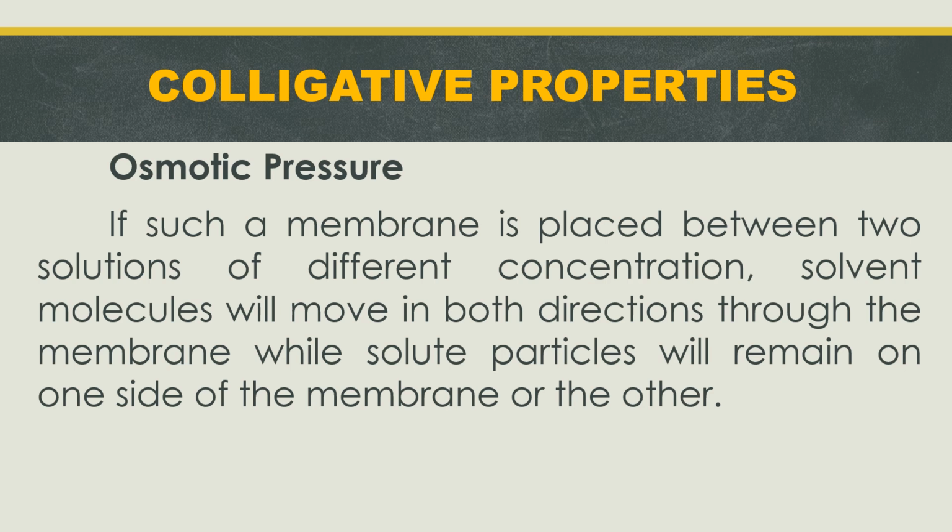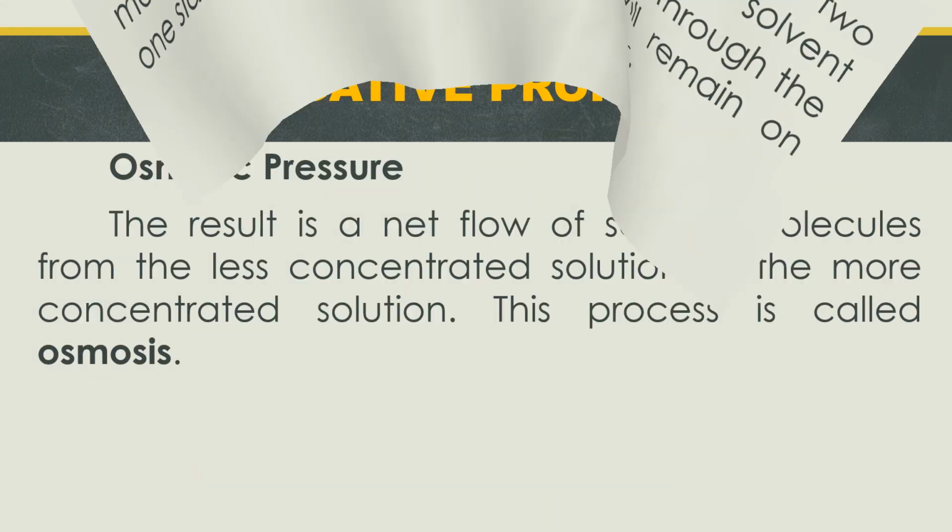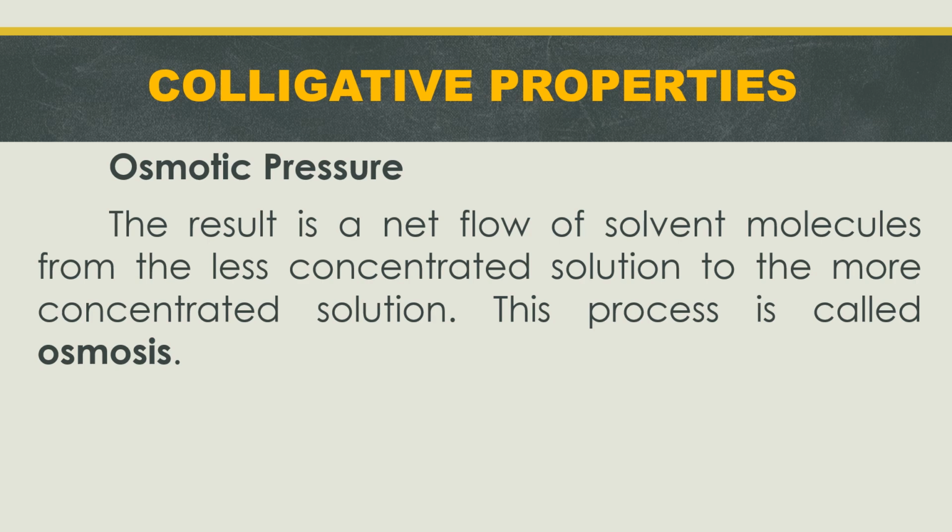So if such a membrane is placed between two solutions of different concentration, solvent molecules will move in both directions through the membrane, while solute particles will remain on one side of the membrane or the other. This will be explained more later when we have the figure. So the result is a net flow of solvent molecules from the less concentrated solution to the more concentrated solution. This process is called osmosis.